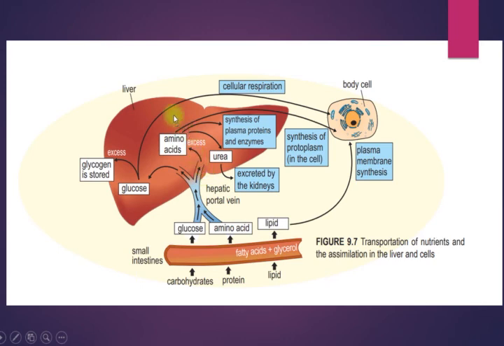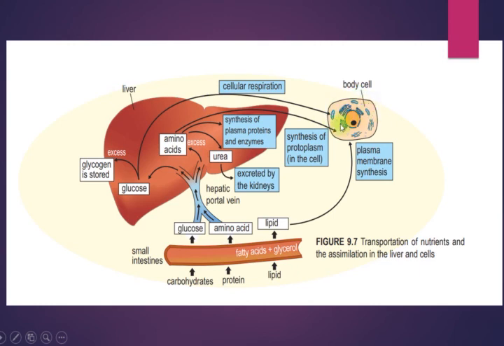And then what happens here? The assimilation of glucose and amino acids occurs here in the liver. If the glucose is in excess, it will be converted into glycogen and stored in the liver. Whereas if the amino acid is in excess, it will be converted into urea by the deamination process, and then excreted through urine. Amino acids are also transported to the cells to be assimilated, the same as glucose, for the body cells.